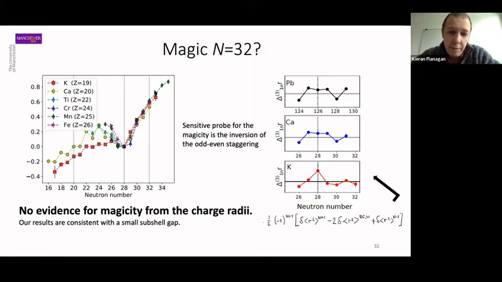Now, if we are to say that n equals 32 is for sure a doubly closed magic nucleus at calcium 52, then the fact that we don't see any evidence of a strong kink in the charge radii does really beg the question, what drives these kinks at n equals 28 and elsewhere? And in my mind, I don't think we have a real good understanding of what's happening as we cross neutron shell closures and what drives these kinks.